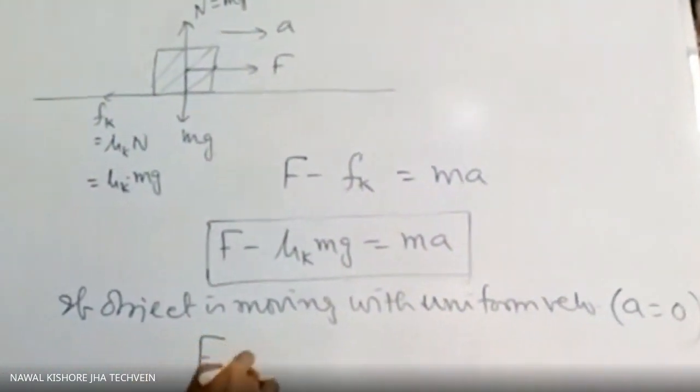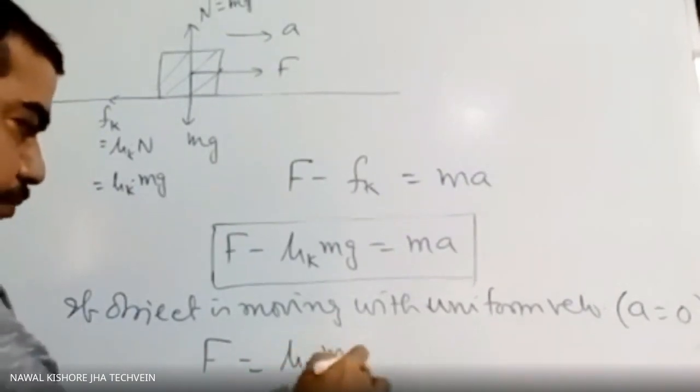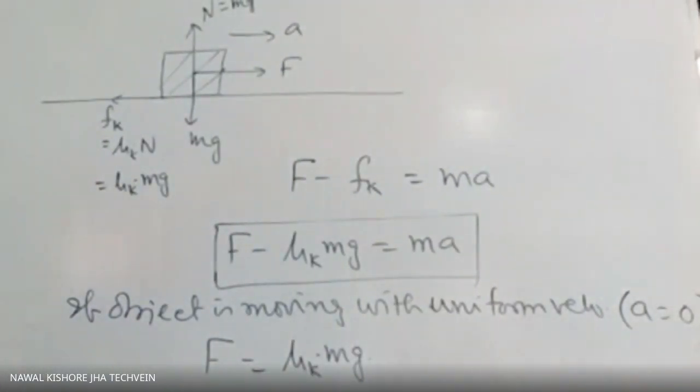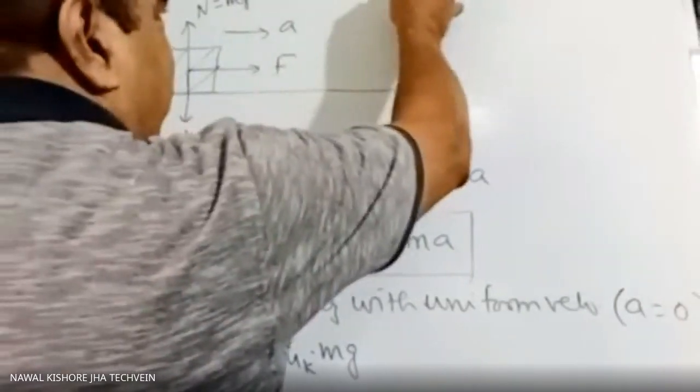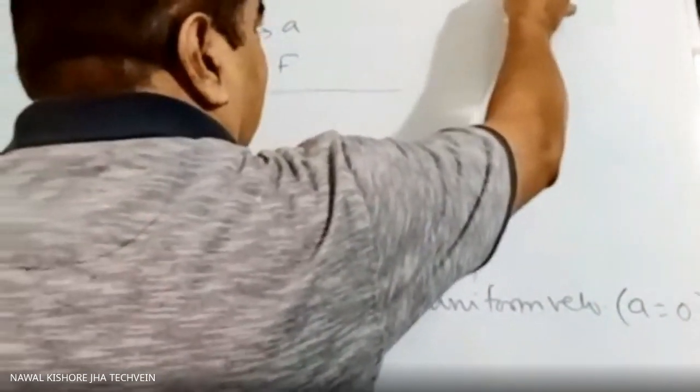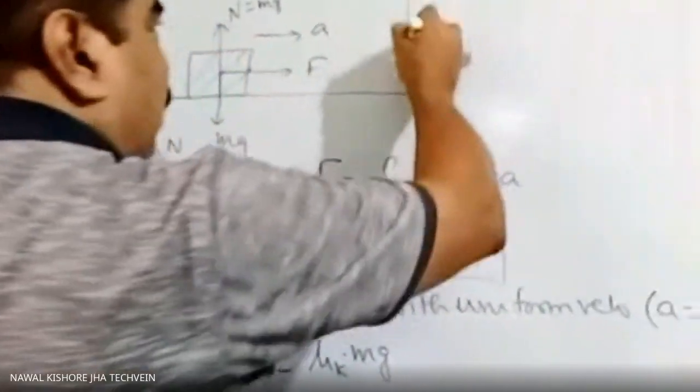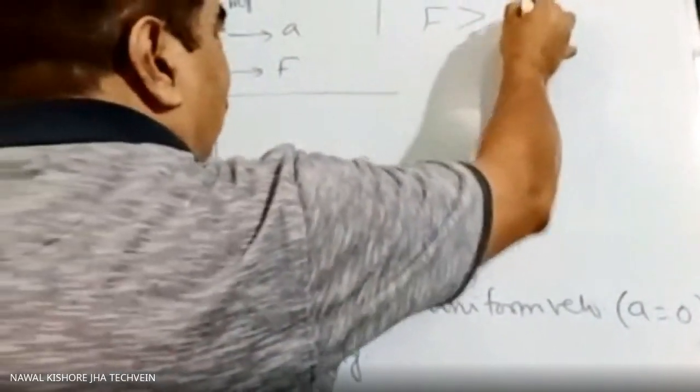So this external force will be mu k times mg. In order to maintain the motion, this much force is required. In order to start motion, mu s mg is required, which is more than this. In order to maintain the motion, mu k mg is required, which is less than limiting friction. So to start motion, this F must be more than or equal to mu s mg.